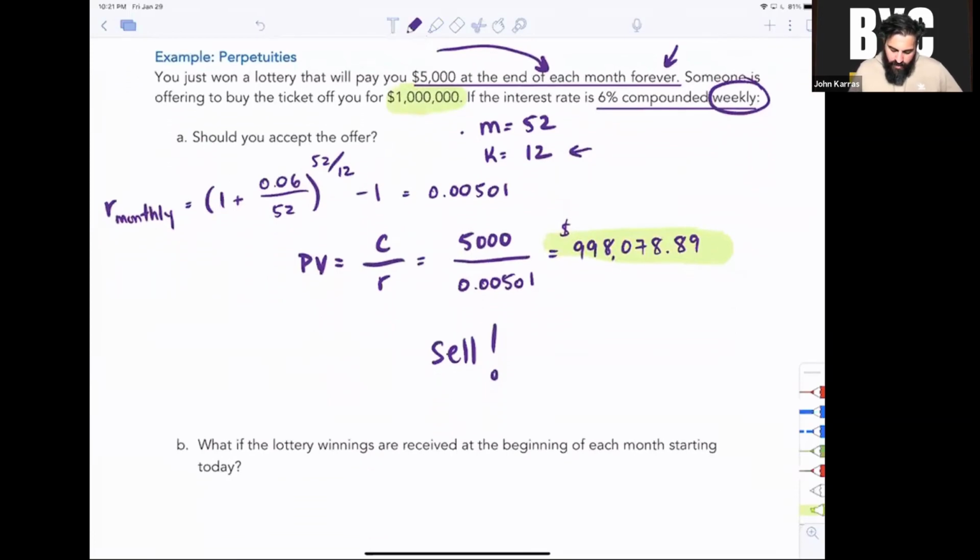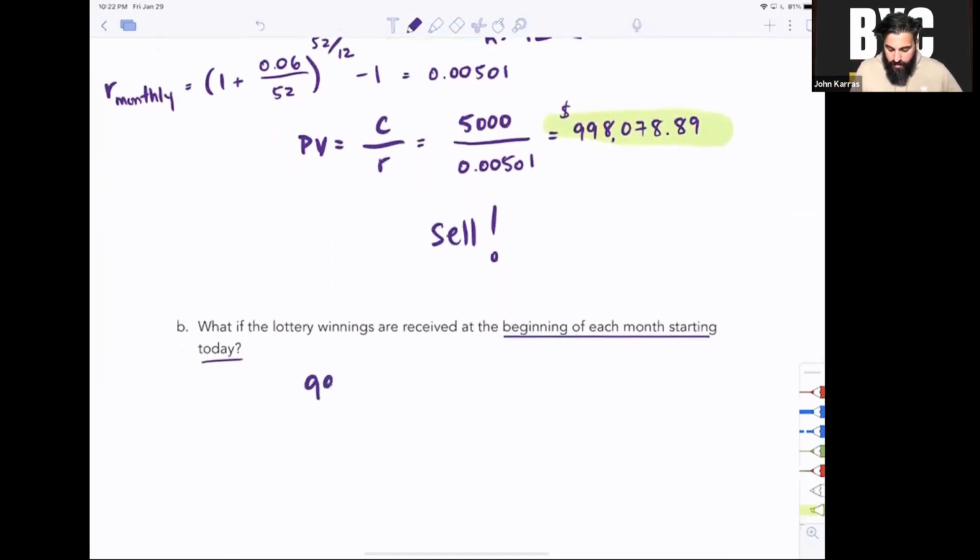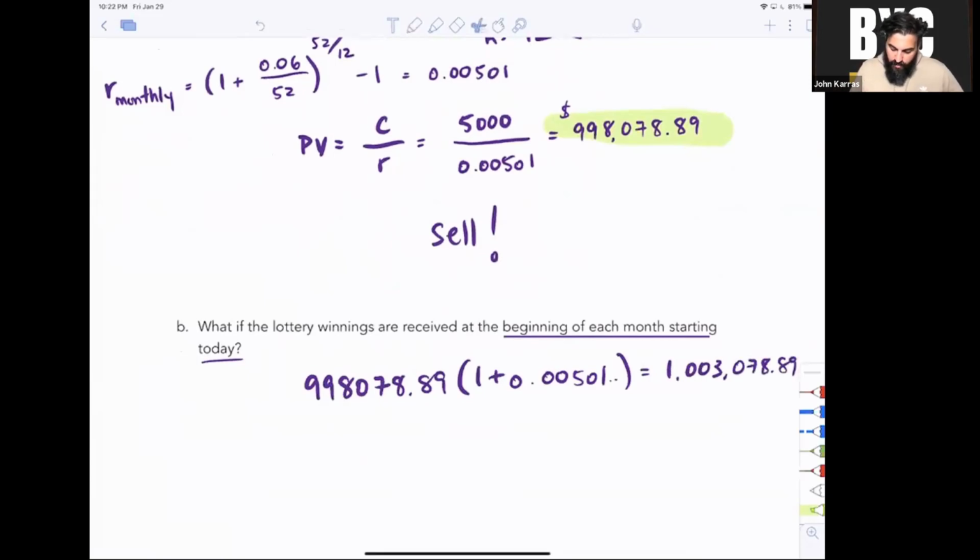Well, what if the first winning was received today? What would I do? So I'm looking at the chat for you guys to tell me, right? If we received our first $5,000 today, rather than at the end of the month, exactly, Nikolai is saying, take the answer from before, multiply it by 1 plus your rate, whatever it was. And now you should get 5,000 more, which would be 1,003,078.89. Again, depending on how you round it, it'll be a little bit different.